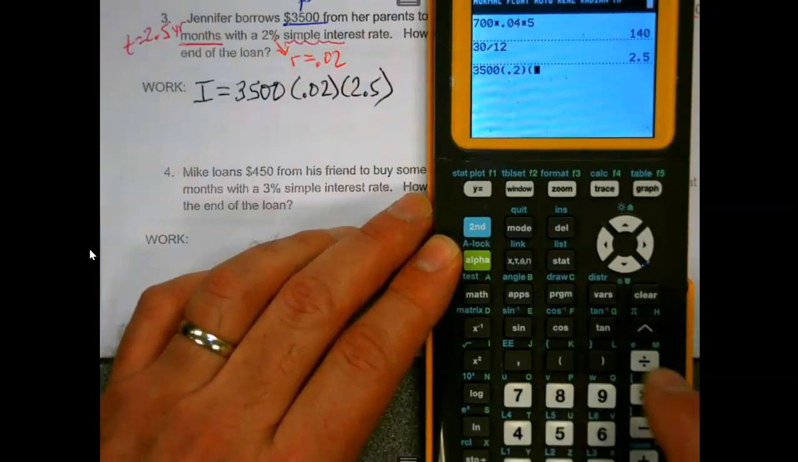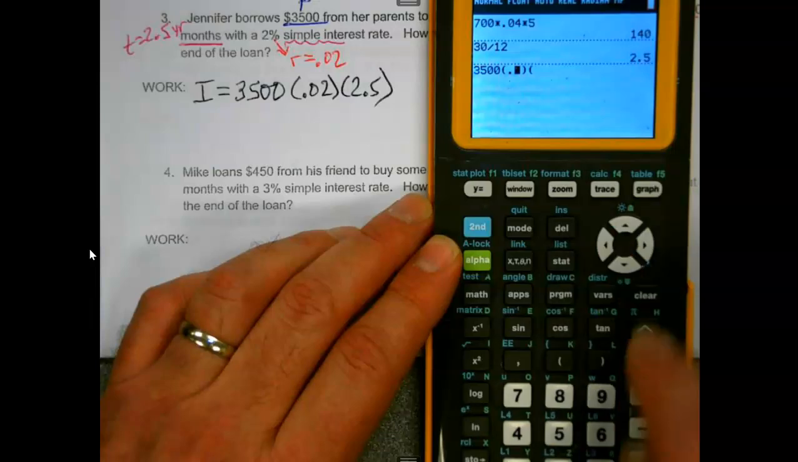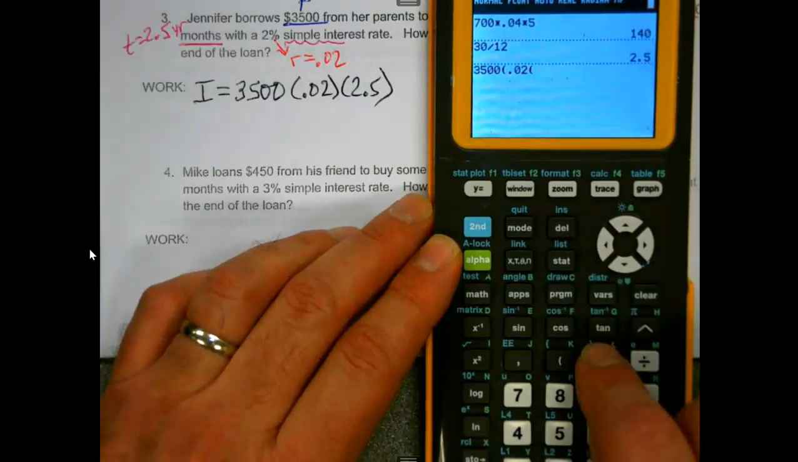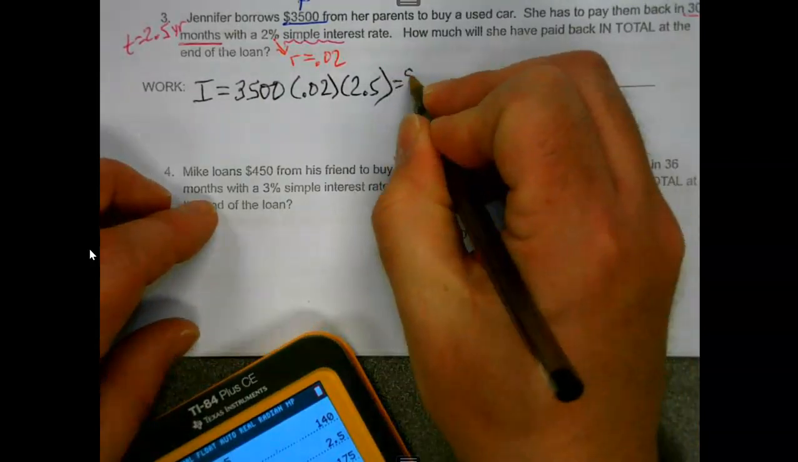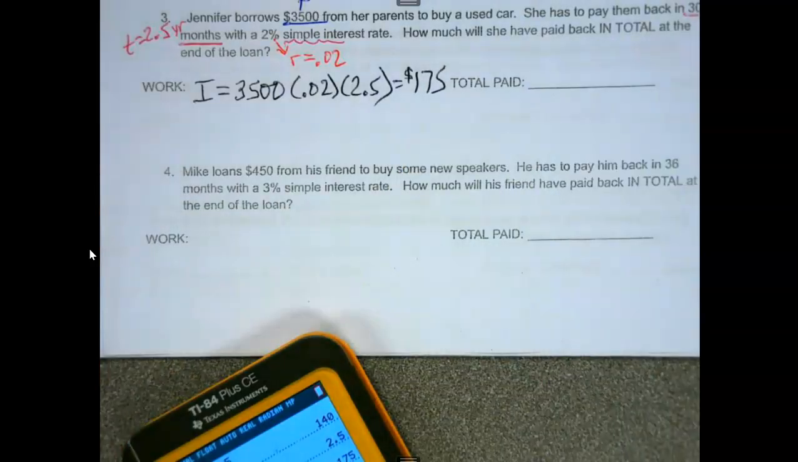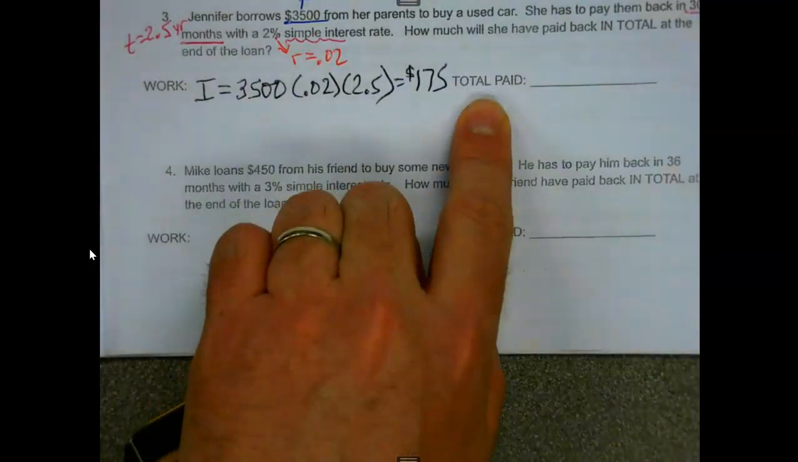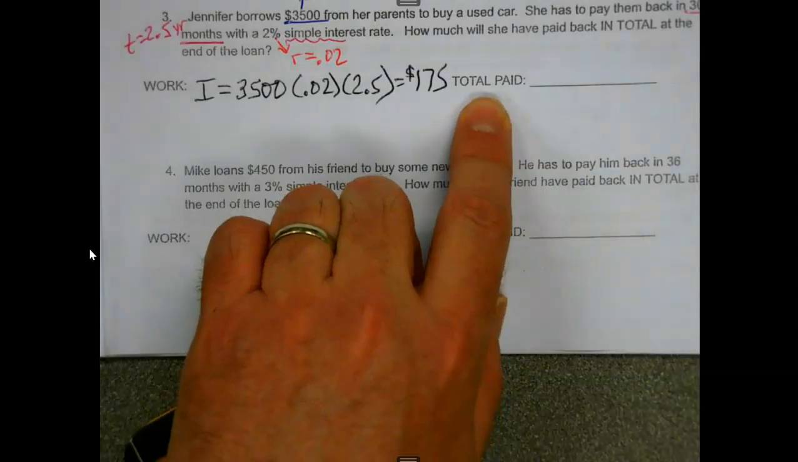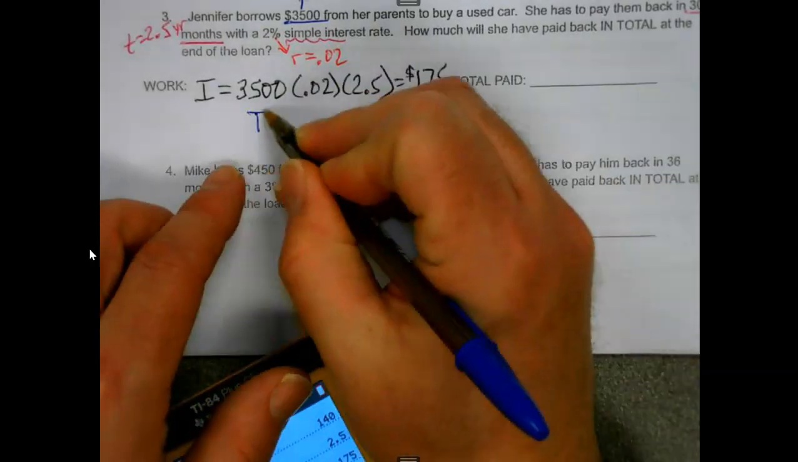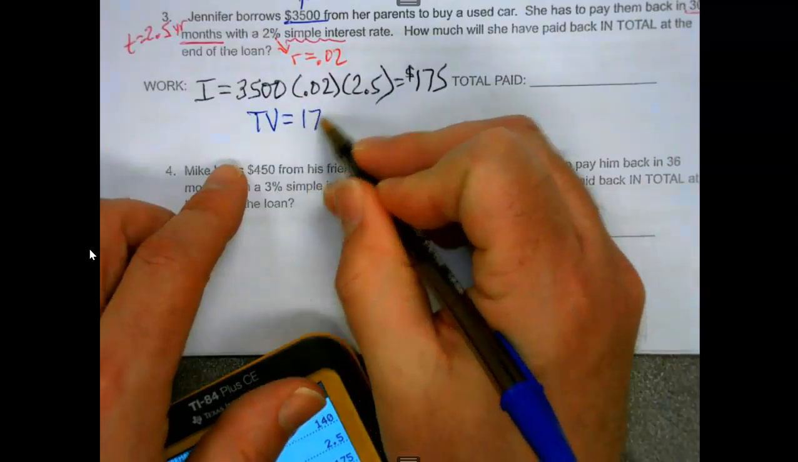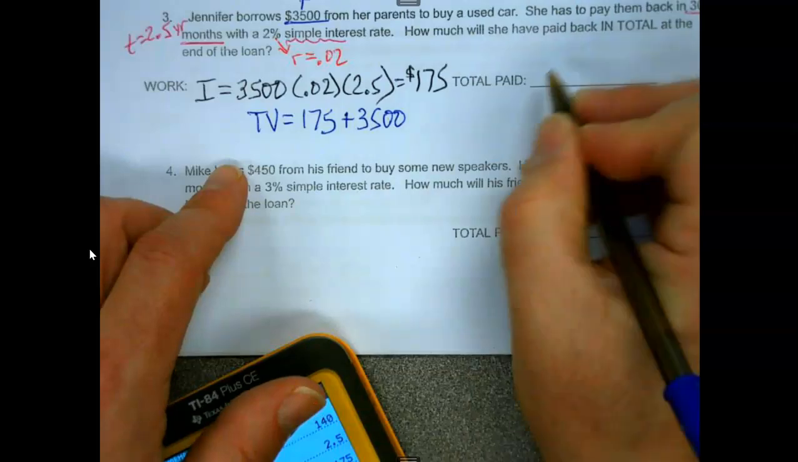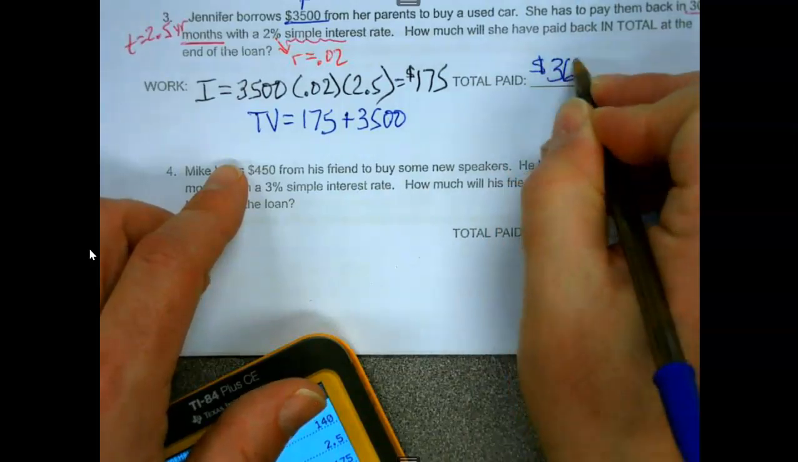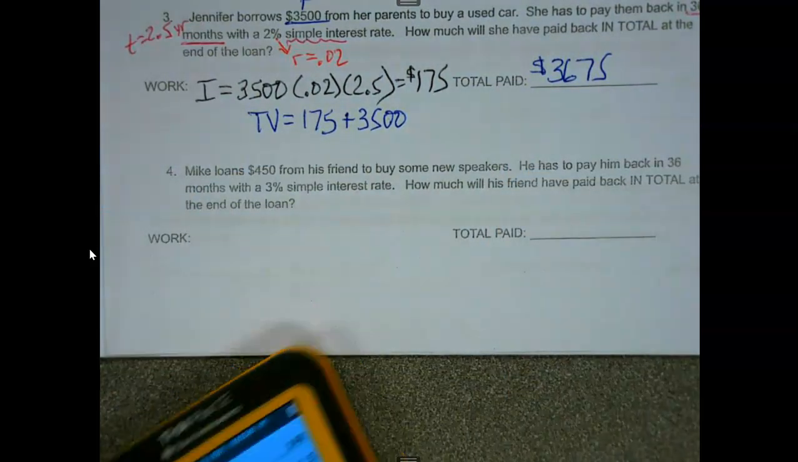As long as I can set it up, the calculator is going to do all the tough work for me here. Now see, that would have been bad if I'd have done 0.2, I wouldn't have wanted to pay my parents that much. Okay, so $175 of interest, but that's not what the question asked. It didn't say what's the interest. It said the total paid, the total value. So the interest plus what I borrowed originally. So at the end, Jennifer paid back $3,675.